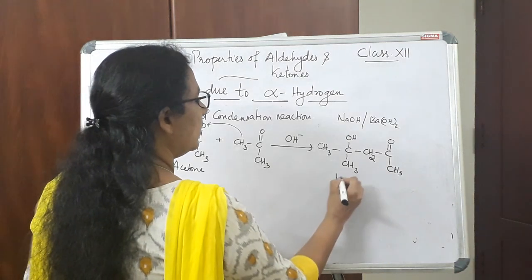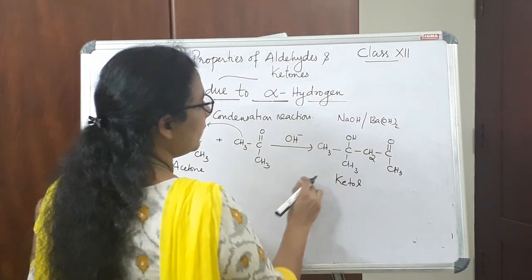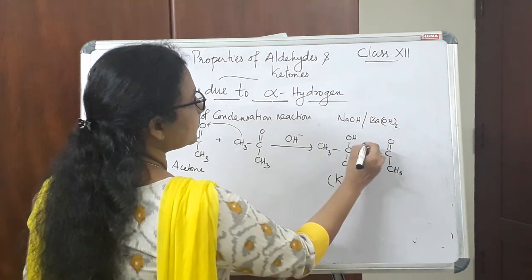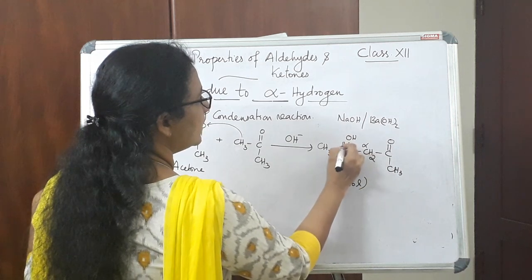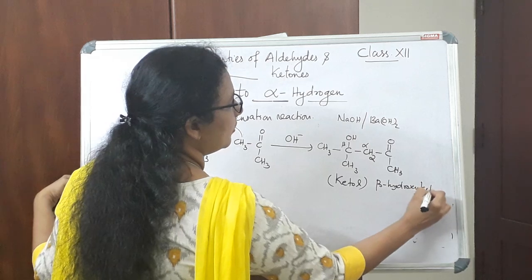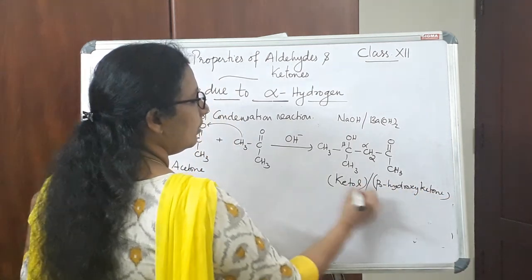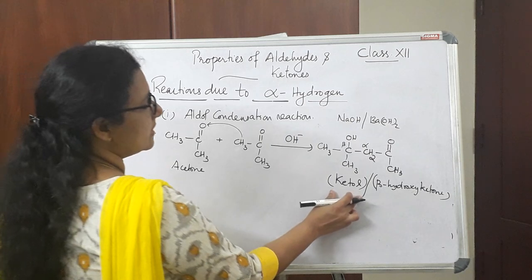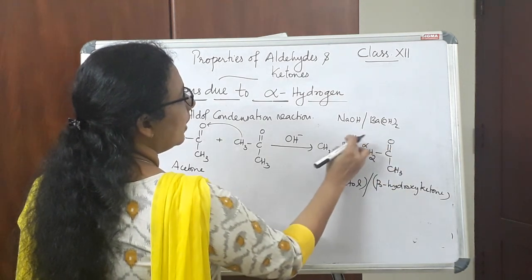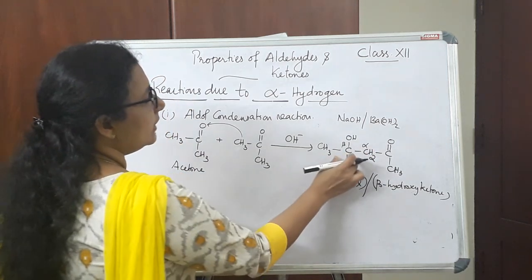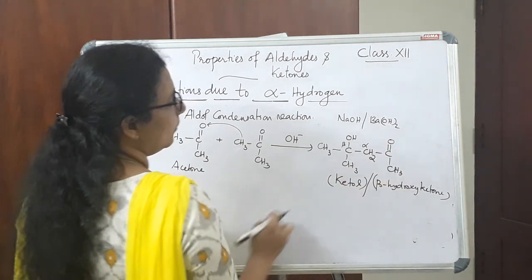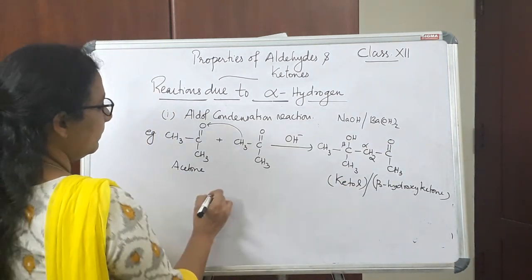So this product is called a ketol. Instead of aldol we can name it as ketol. Since this is the alpha position and this is the beta position, this is a beta hydroxy ketone. So beta hydroxy ketone or ketol will be formed in the first step. This name comes from the ketonic group and hydroxyl group present in the same compound. So in this ketol we can see two functional groups, one is OH and the other one is CO. So ketol will be formed at first.